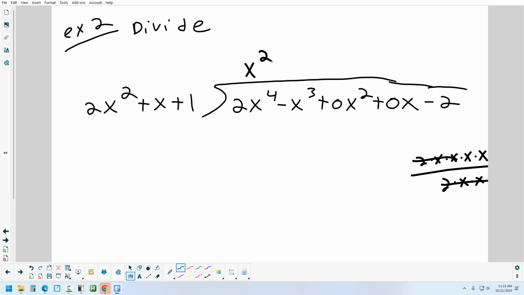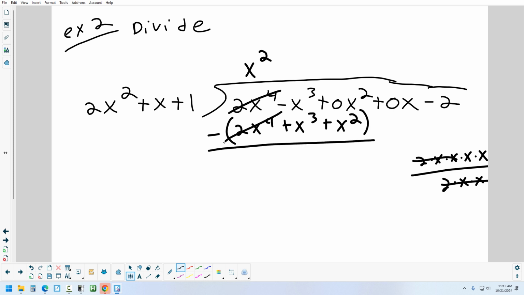Okay. Now, what do we do with the x squared? Multiply it back out. What's x squared times 2x squared? 2x to the fourth. What's x squared times x? X cubed. And what's x squared times 1? X squared. Okay, now what do we do with the columns? Subtract.